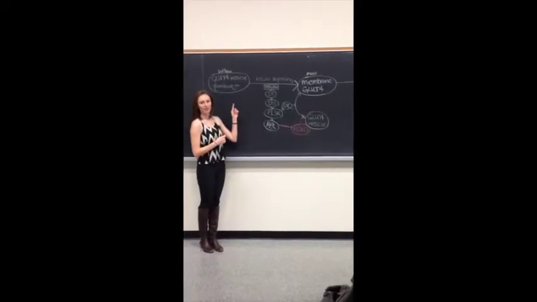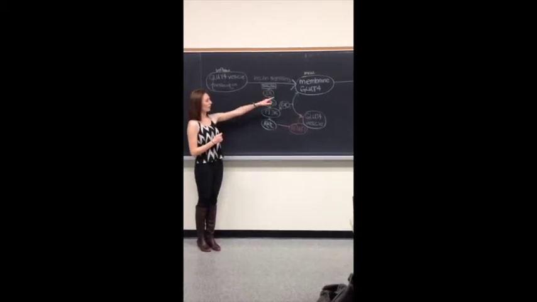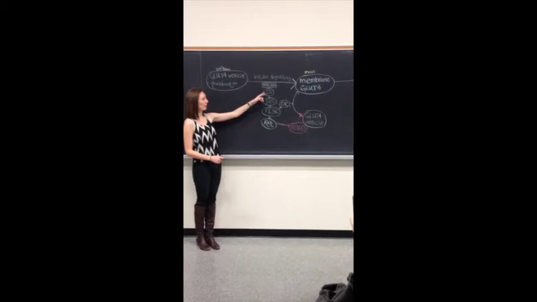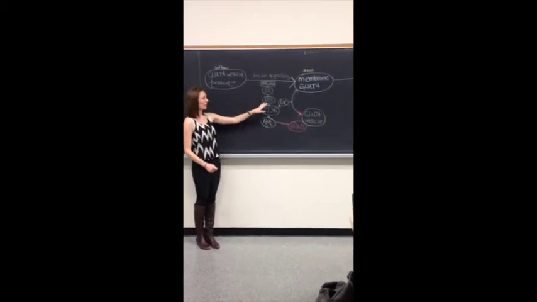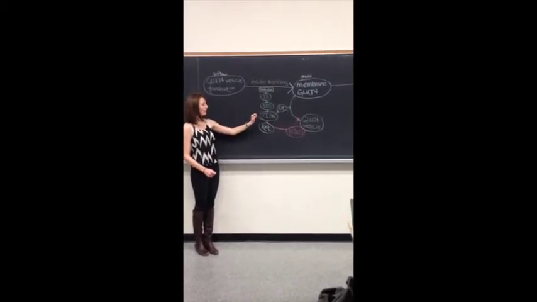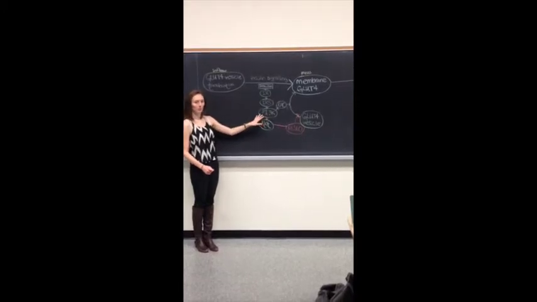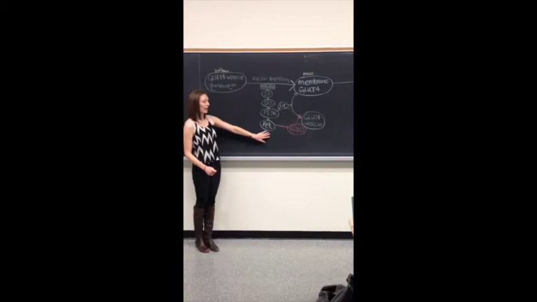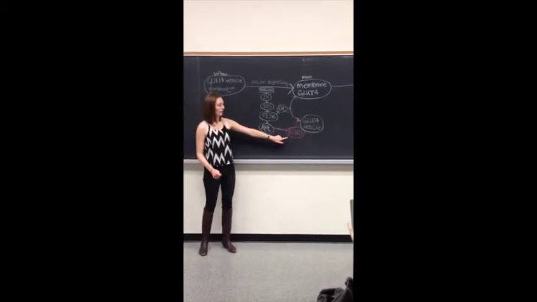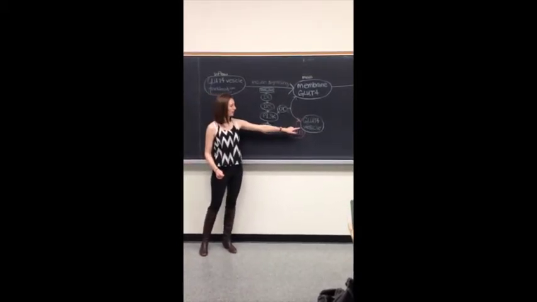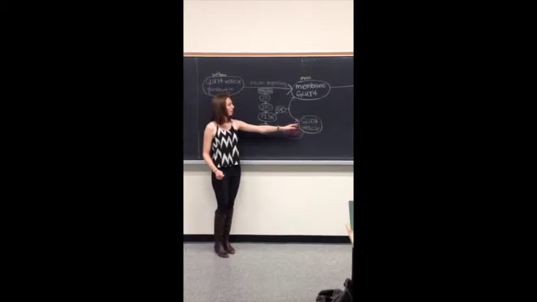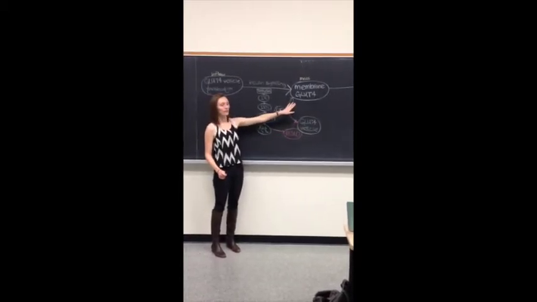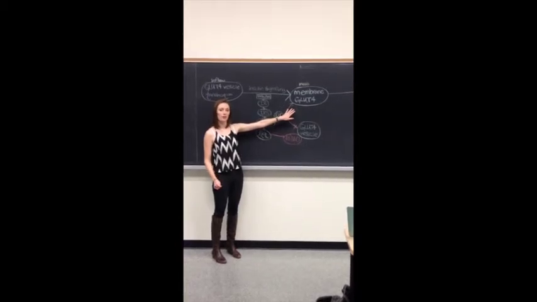GLUT4 vesicle translocation to the cell membrane occurs by insulin signaling, whereby insulin binds to the insulin receptor, which activates insulin receptor substrate. This in turn activates PI3K, which activates both RAC as well as AKT. AKT inactivates AS160, releasing GLUT4 vesicles from the cytosol to be transported to the membrane via RAC, and this increases GLUT4 membrane content.